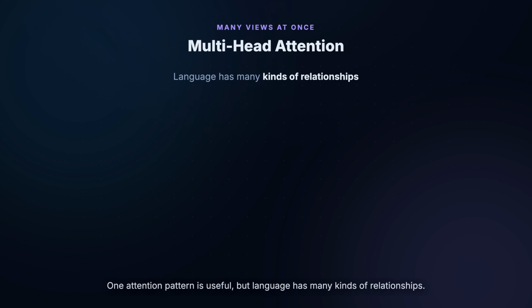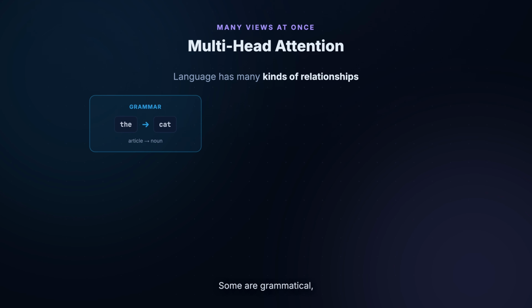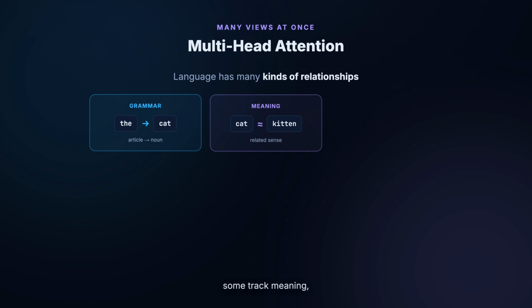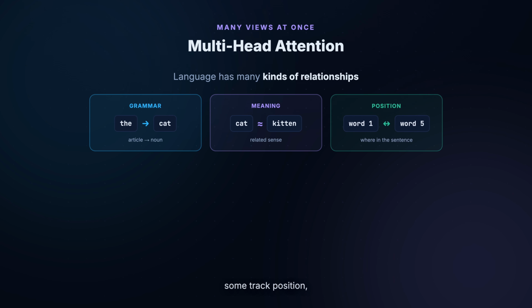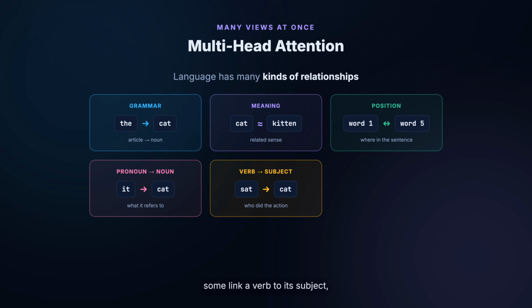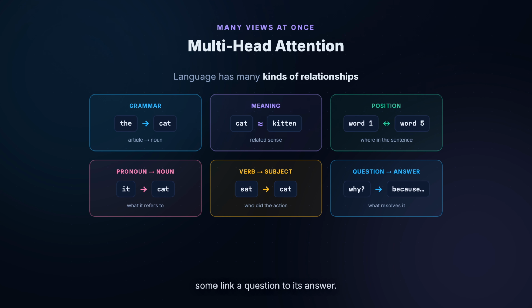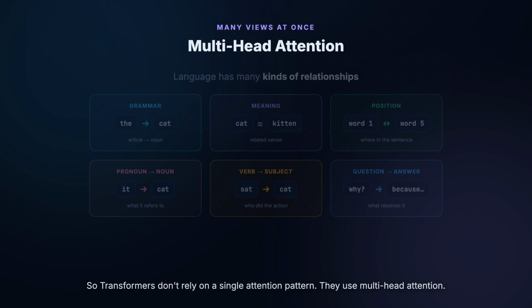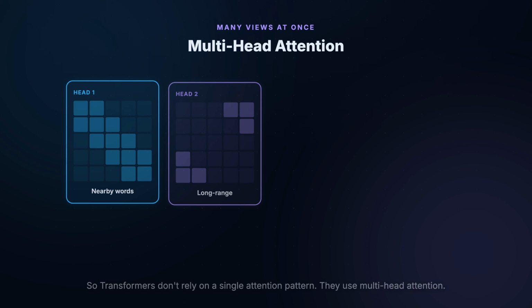One attention pattern is useful, but language has many kinds of relationships. Some relationships are grammatical, some are semantic, some track position, some connect pronouns to nouns, some connect a verb to its subject, some connect a question to the part of the context that answers it. So transformers don't rely on a single attention pattern, they use multi-head attention.